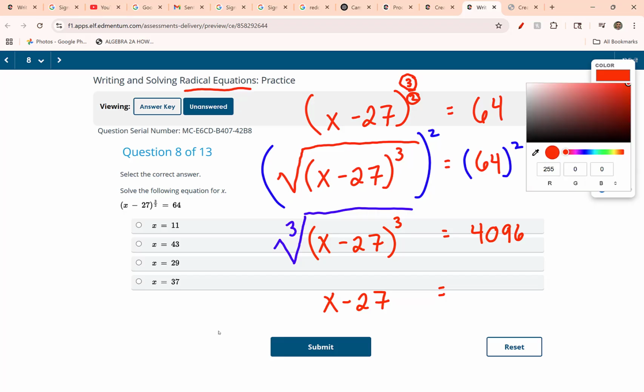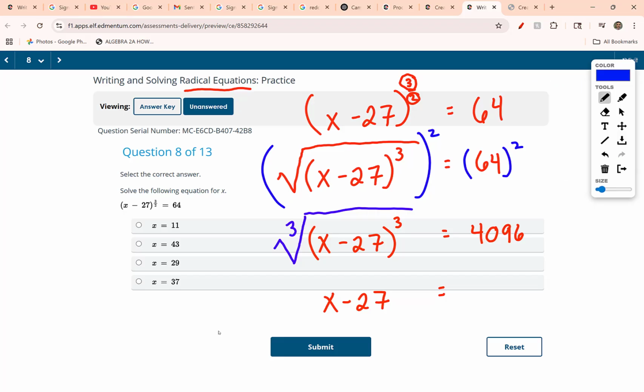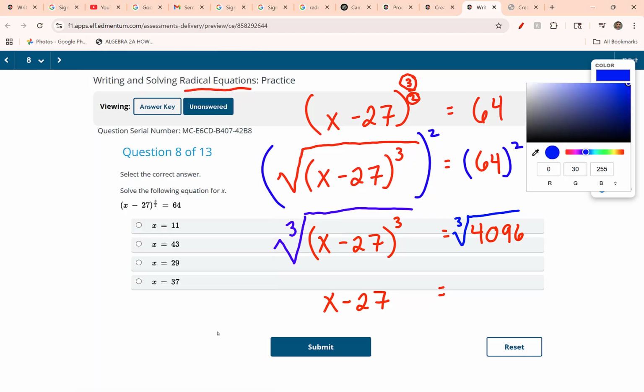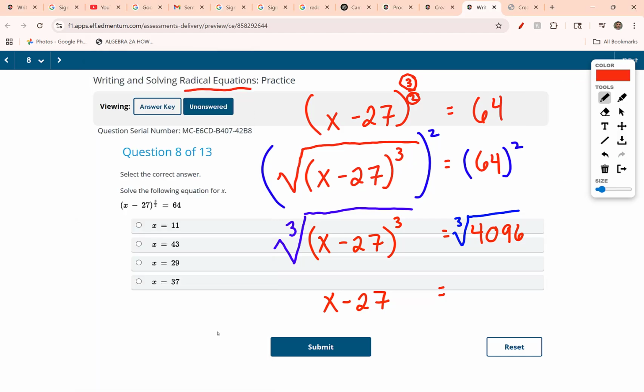But then we've also got to take the cube root of 4,096, which again, I don't know what that is. Math button, number 4, and we can type in 4,096. And we get 16. And now it's pretty straightforward. The cube root of 4,096 is 16.